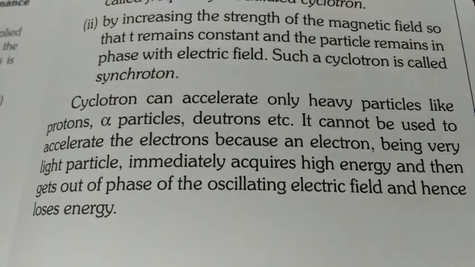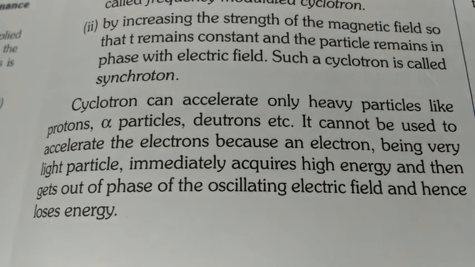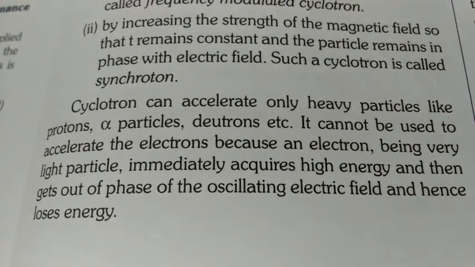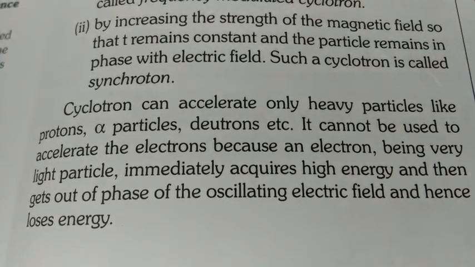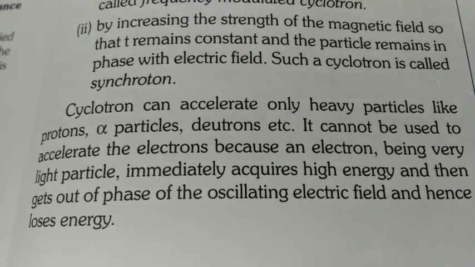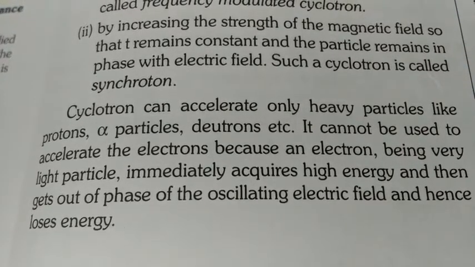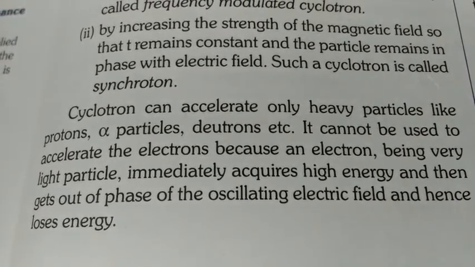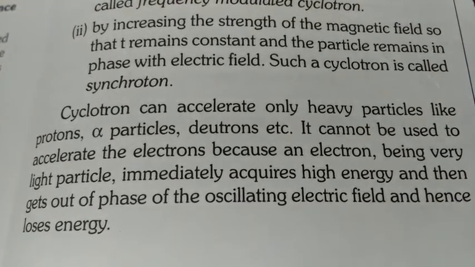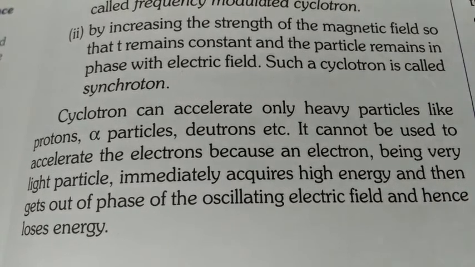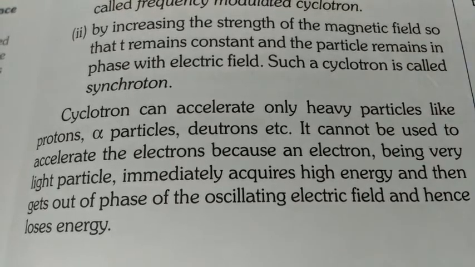One more important thing is there. Cyclotron can accelerate only heavy particles like protons, alpha particles, neutrons, etc. It cannot be used to accelerate electrons because an electron, being a very light particle, immediately acquires high energy and then gets out of phase of the oscillating electric field, and hence it loses energy. So now I hope you all have understood why we cannot give energy to an electron by using the cyclotron, because it gets energy very easily and becomes out of phase with the cyclotron and loses all the energy.